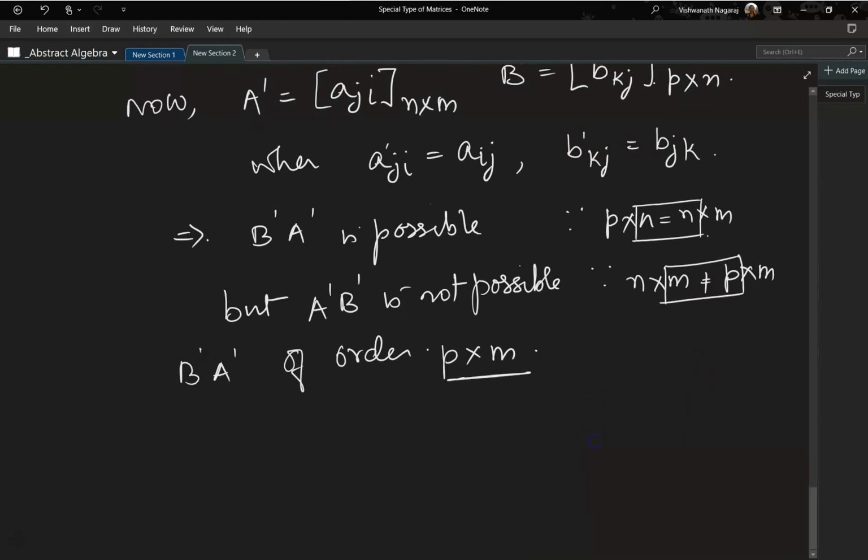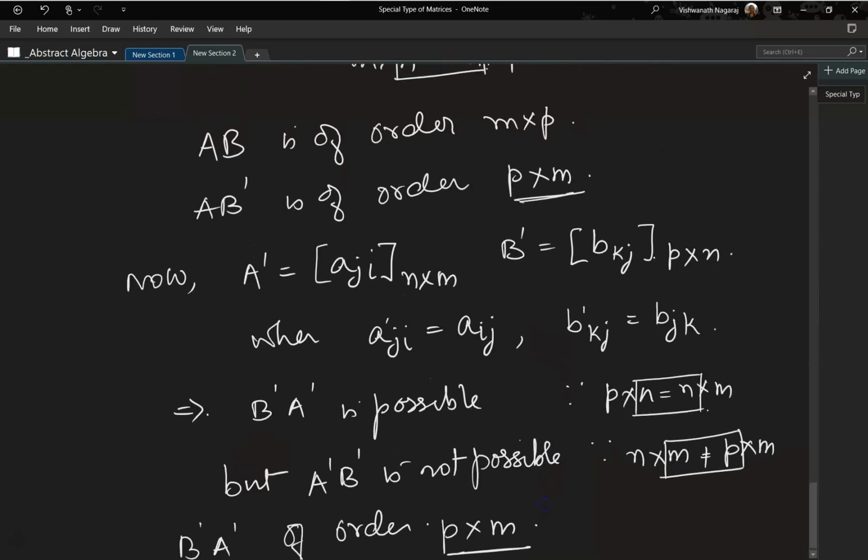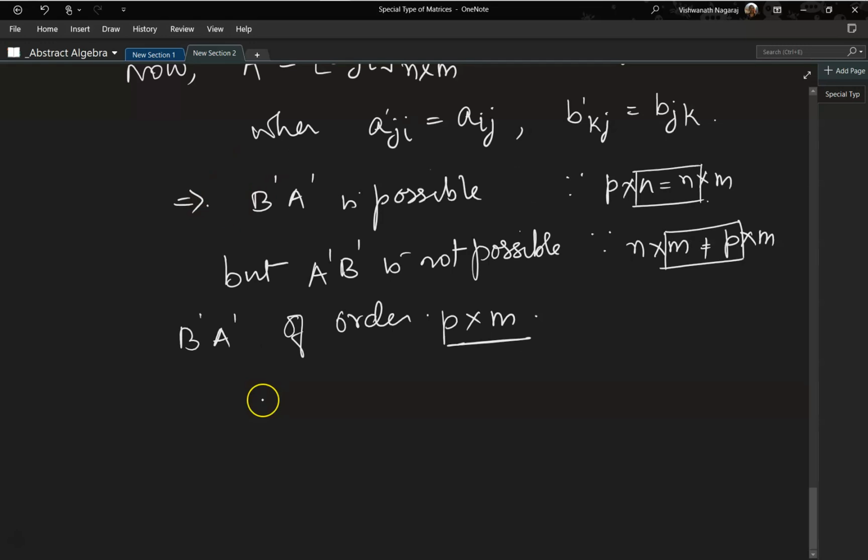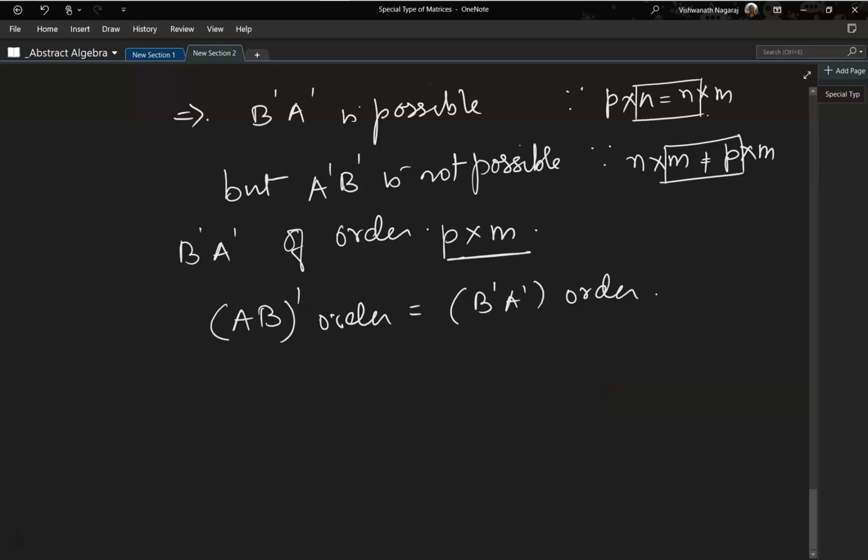So (AB)', actually I should put it in a bracket because we are taking the transpose of the product. So the transpose of the product has the same order as B'A'. Now what we have to prove is that the corresponding elements are equal.